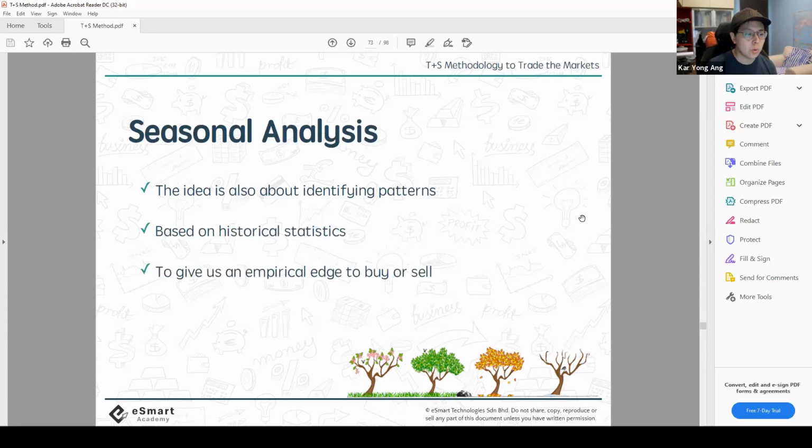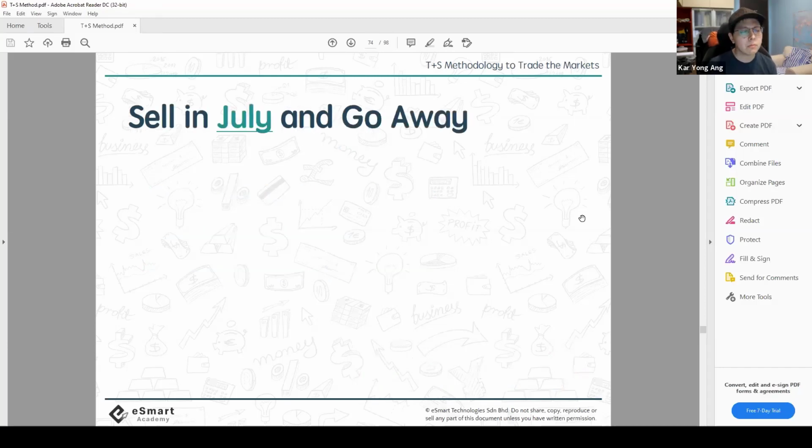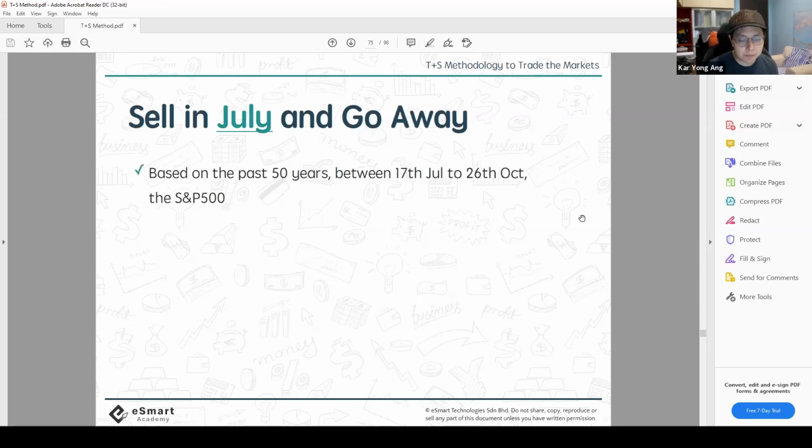Over here, what we want to look out for is, based on historical stats, is there a pattern that we can recognize that tends to repeat itself over and over again? And if it does, we want to use that data to help us make a decision moving forward. So that's the idea of seasonal analysis. To give you some example of what I meant by stats, we'll just share an example on the S&P first.